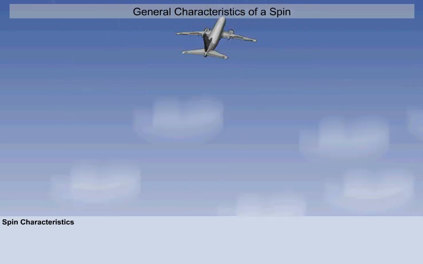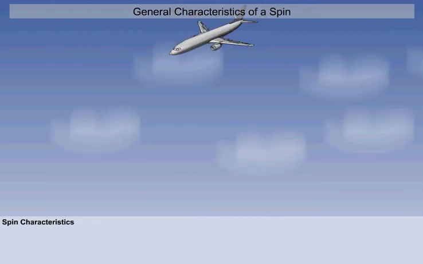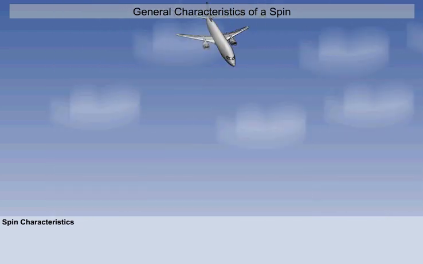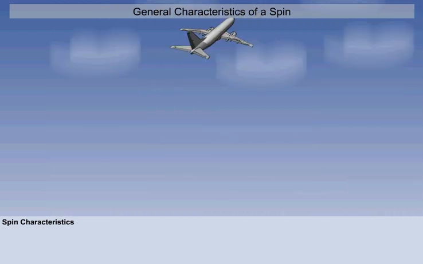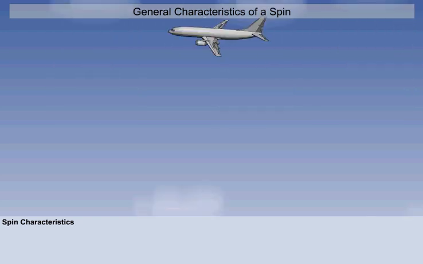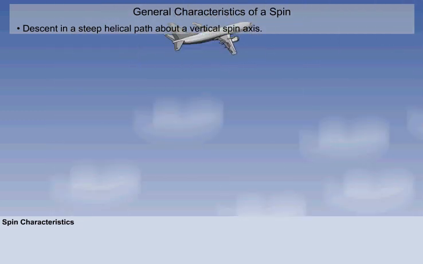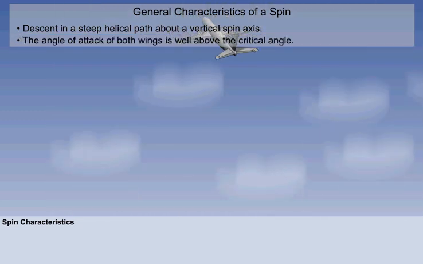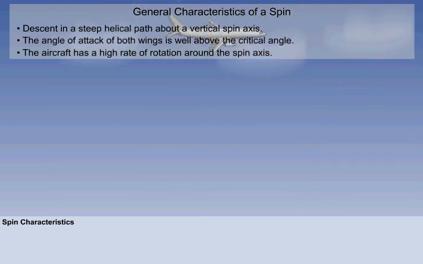When an aircraft is stalled, either inadvertently or deliberately, the motion of the aircraft may, in certain circumstances, develop into a spin. The important general characteristics of a spin are as follows. The aircraft is descending in a steep helical path about a vertical spin axis. The angle of attack of both wings is well above the critical angle.